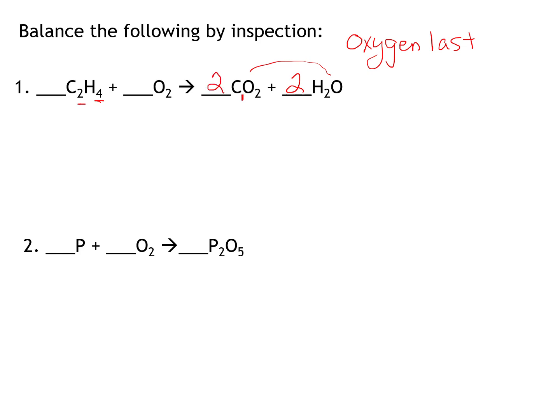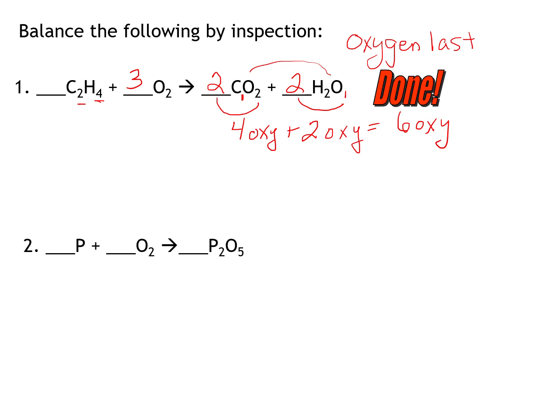Now the only element that's left is oxygen. We have 2 times 2, which is 4 oxygens. I'm going to write it out because otherwise it looks like a 0. Plus 2 times 1 from the other part gives us 6 oxygens on the product side, which means we need a 3 in front of the O2. So the coefficients would be 1, 3, 2, 2.